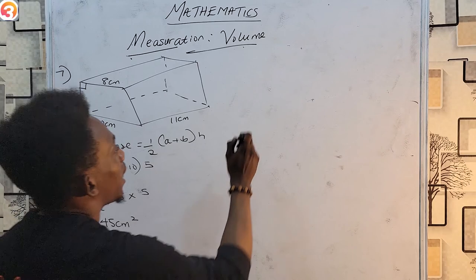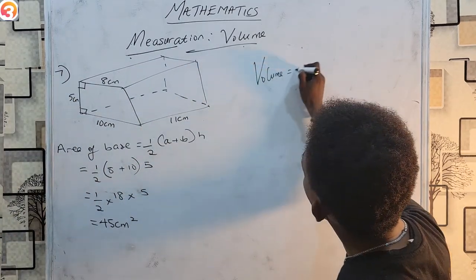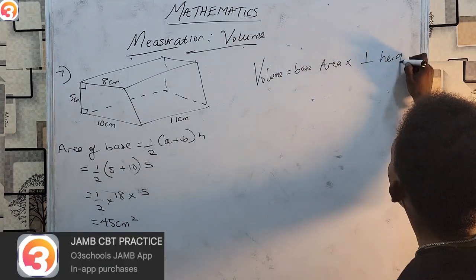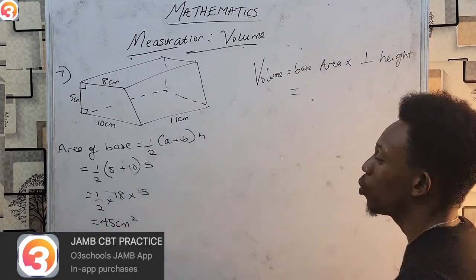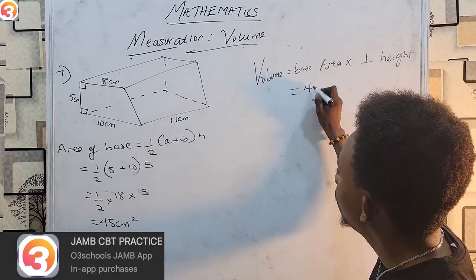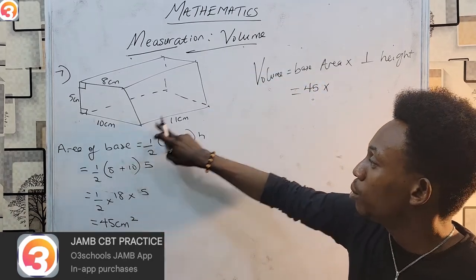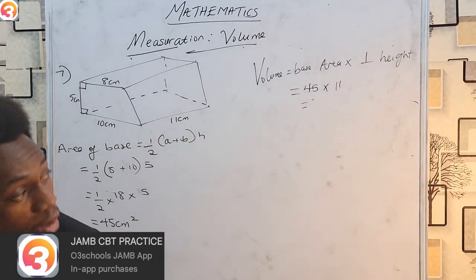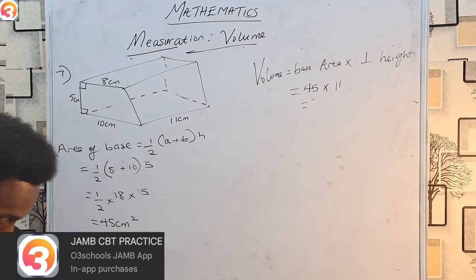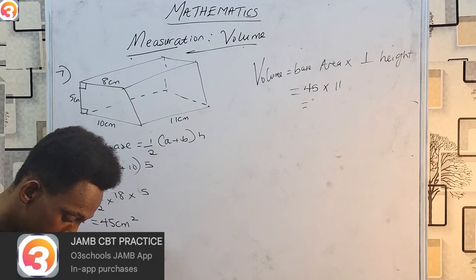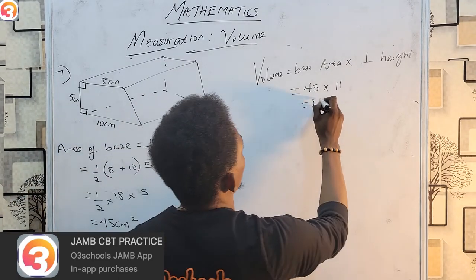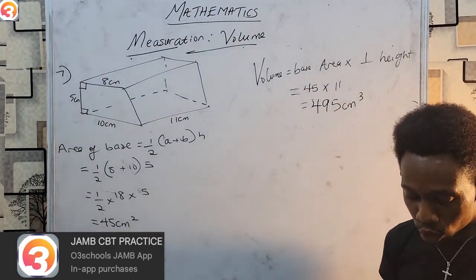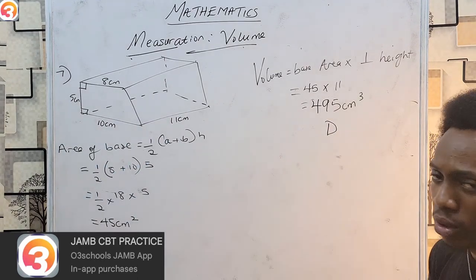We can therefore see that the volume must be base area times perpendicular height. Remember, I said this one doesn't have any special formula. You adapt as the question requires. My base area is 45 cm squared. And my height is now going from here to the ending, which is 11. So if I multiply this with my calculator, 45 times 11, giving me 495 centimeters cubed. And I look at my options. Yes, that is option D.